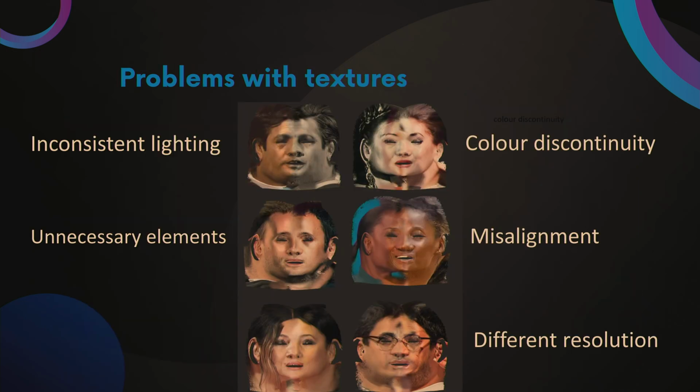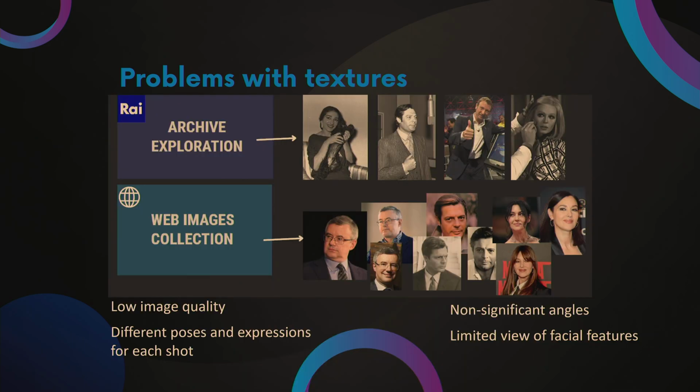So we faced some problems with the texture in the 3D mesh generation, and this is because FaceBuilder has some constraints. For example, it needs high quality pictures, and it needs color continuity and lighting continuity, and also it needs faces with different orientations. And as you can probably imagine, videos from the RAI archive, especially old videos, are low quality. There are color discontinuities between pictures from different videos, and also non-significant angles, and so on. I mean, there are many issues.